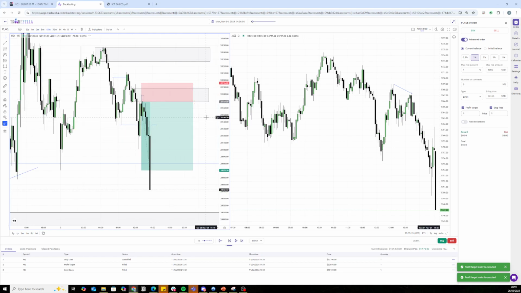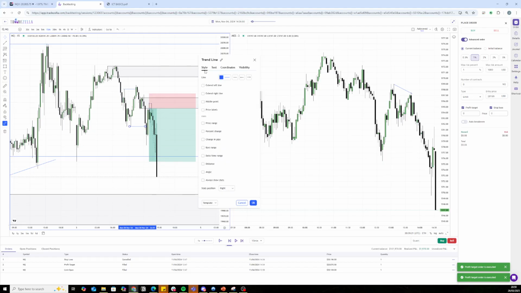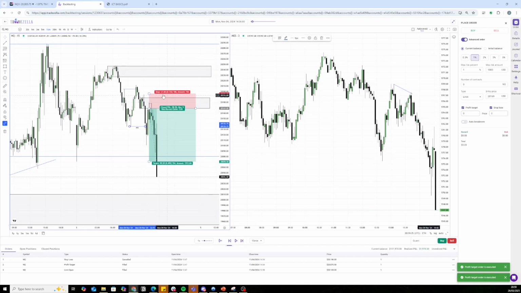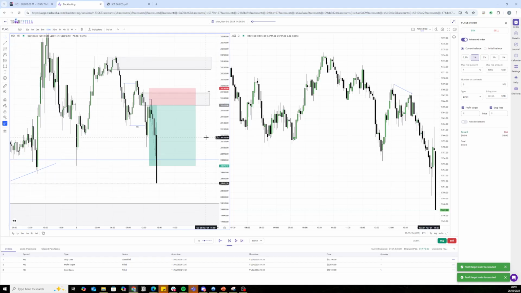Okay. Simple, keeping it simple. Order block, change. So market structure shift here. I'll mark it all up for you. Market structure shift. Order block. SMT.